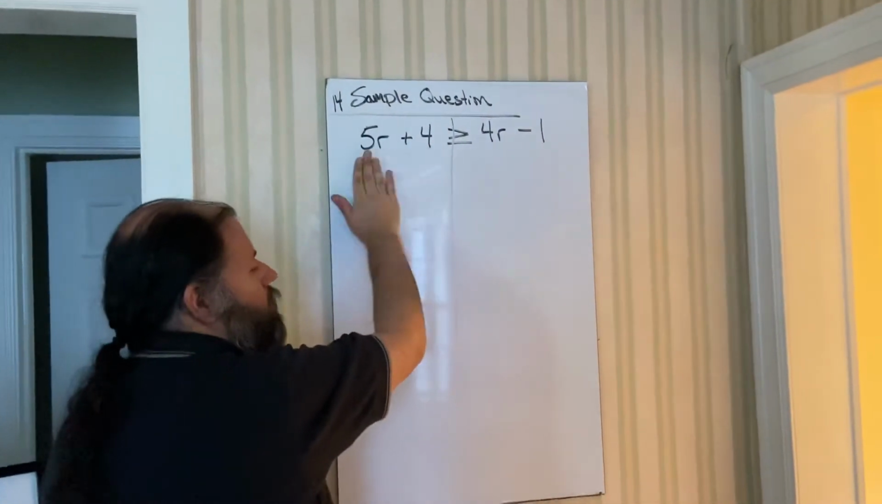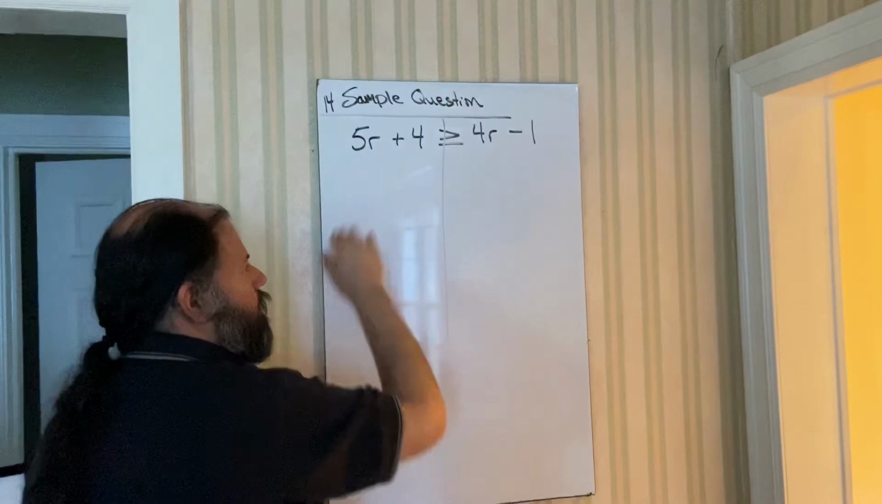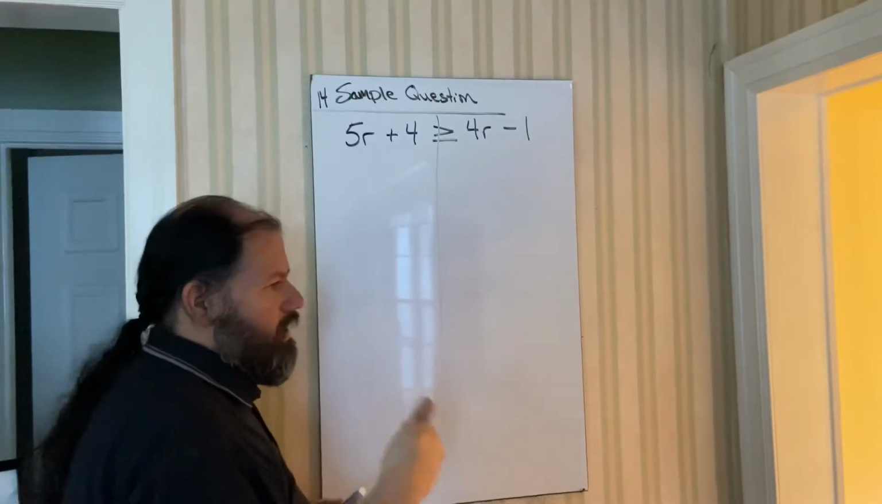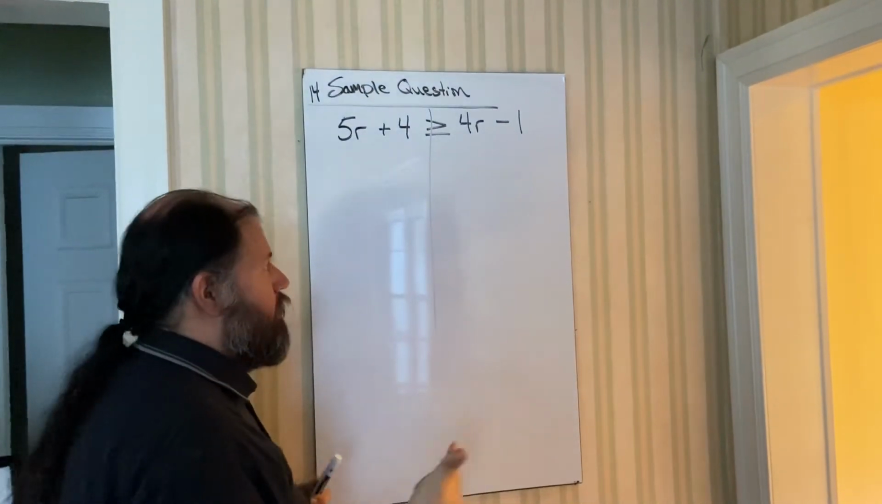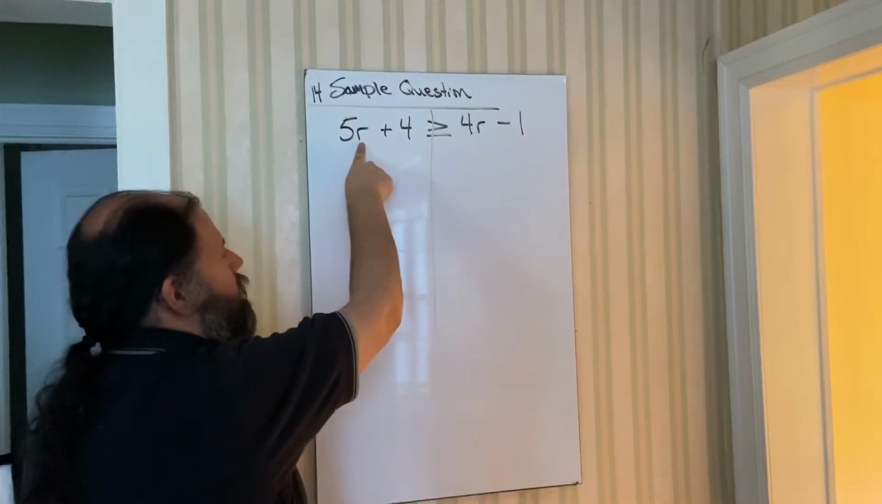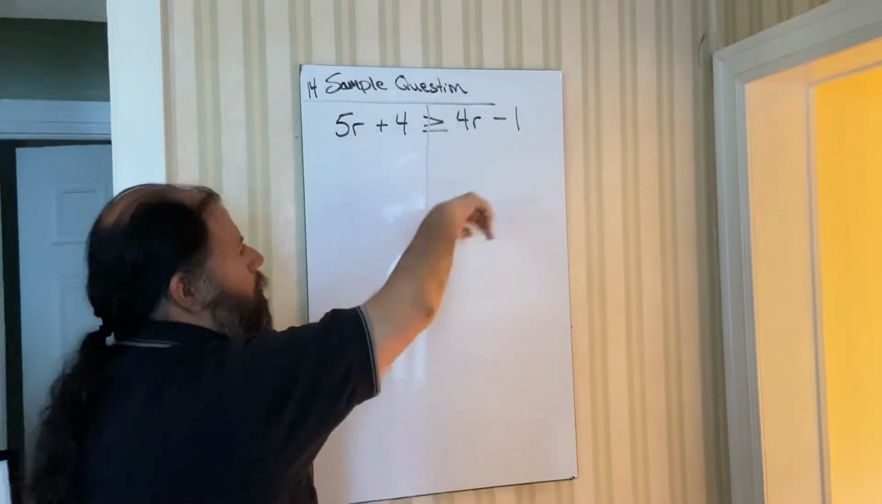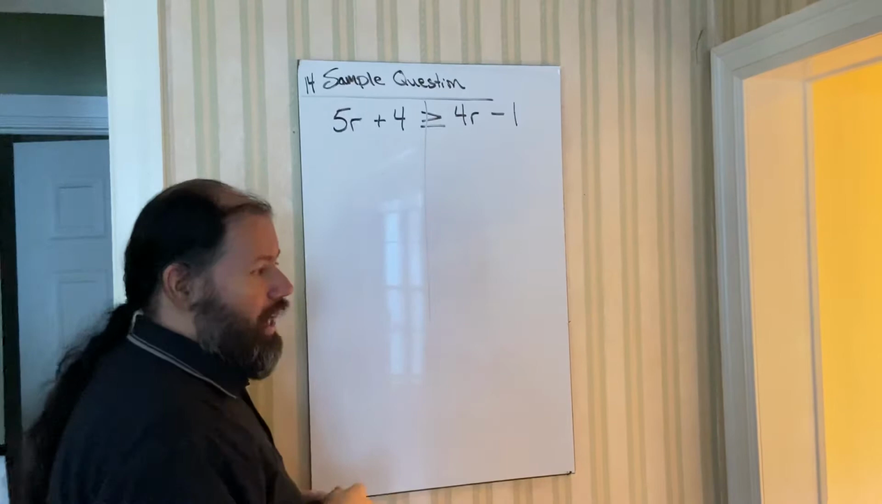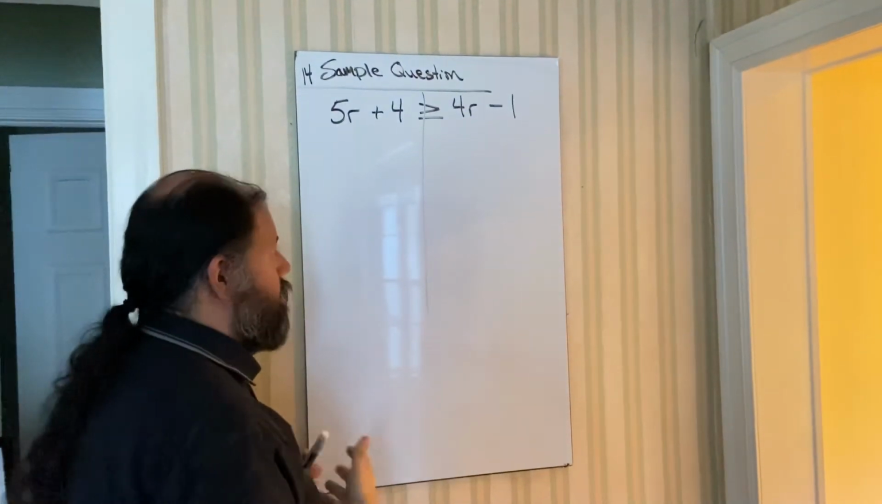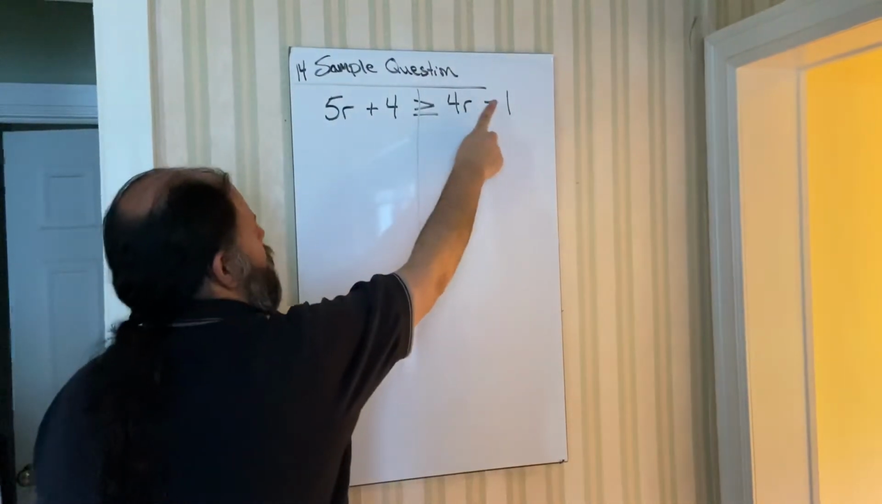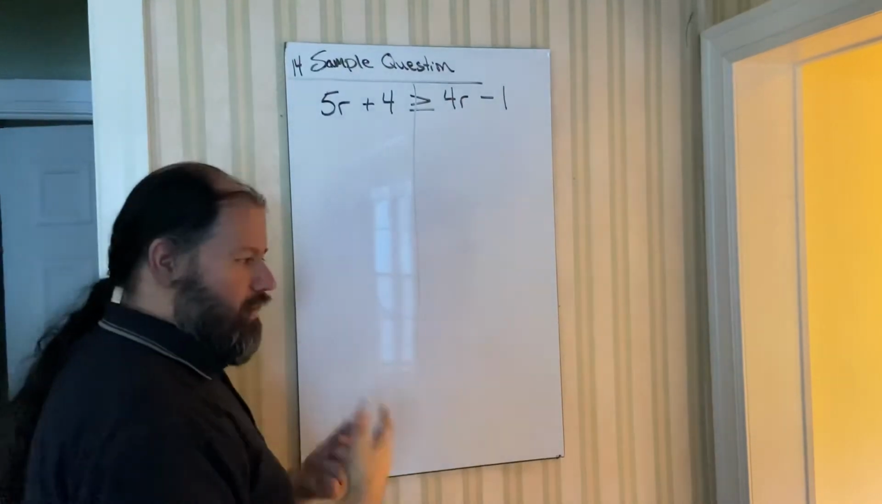Ask yourself, focus on just one side at a time. We're going to focus on just this left side. Do you have any parentheses? No. Do you have any like terms? No. Coefficient, variable, constant? No. Over on this side, do we have any parentheses? No. Do we have any like terms? No. Coefficient, variable, constant? No. So you're done simplifying.